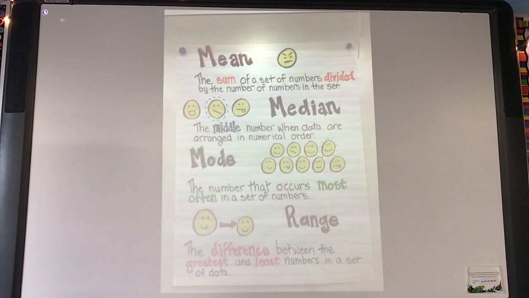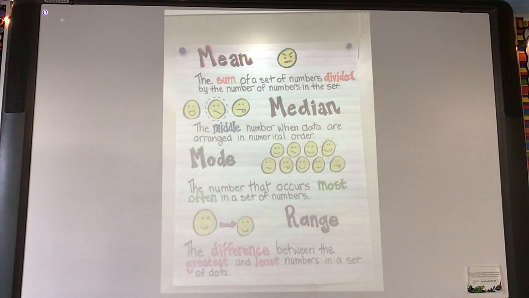So the mean, it is the sum of a set of numbers divided by the number of numbers in the set. Okay, and what does that word mean in math terms? The average. Average, yeah, average. So next to mean, you should have the word average. The median, it is the middle number. Okay, median, middle. They both have that M and that D. That can help you remember.